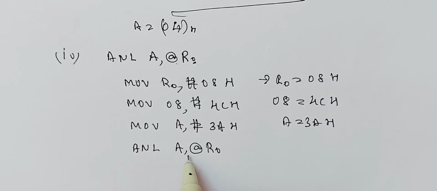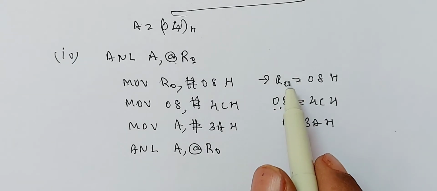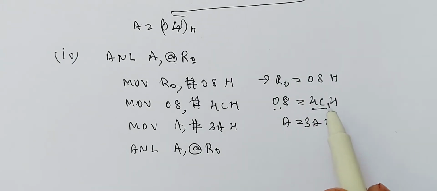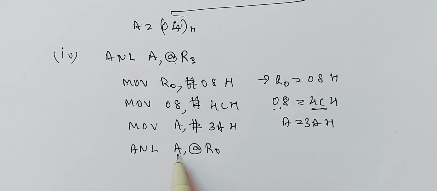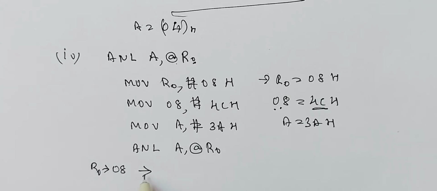So ANL A comma @R0 means whatever number is present in the address given by R0. The address in R0 is 80, and the number present there is 4C. That is ANDed with the content in A. The content in A is 3A. Therefore, the address specified by the register R0 holds 4CH.